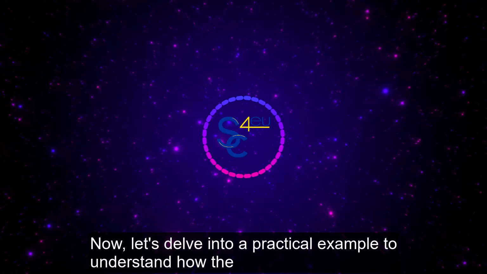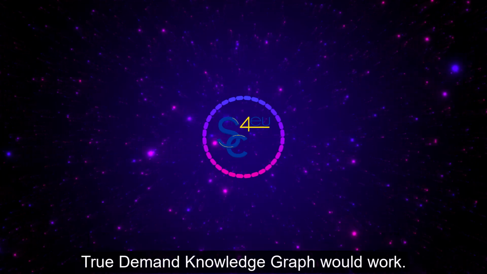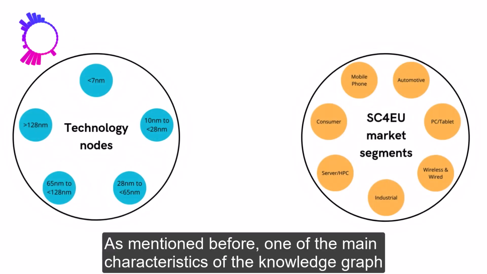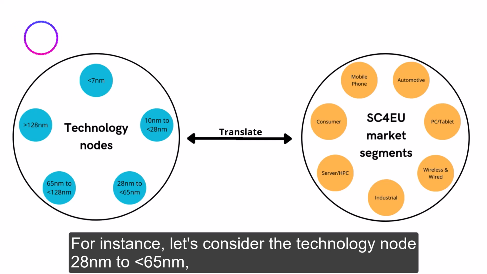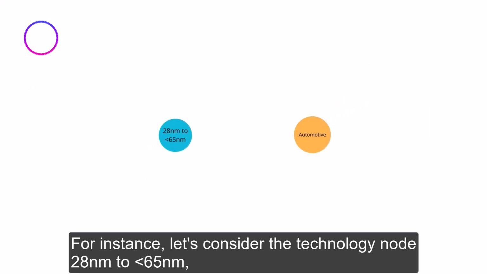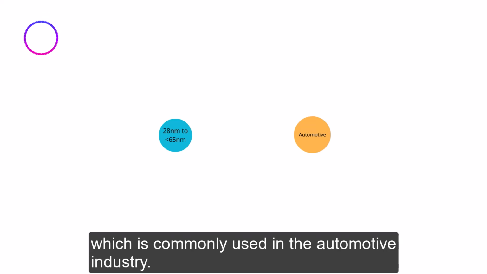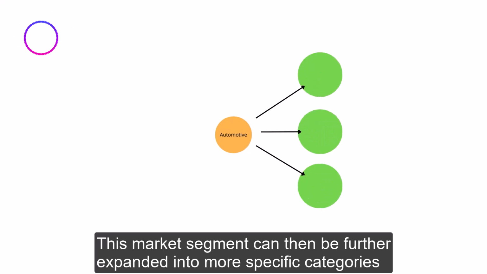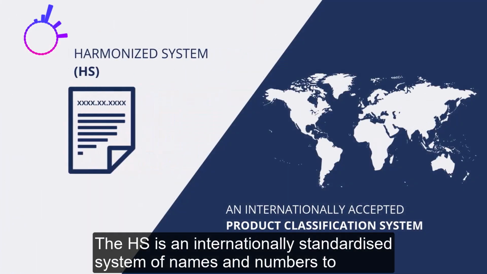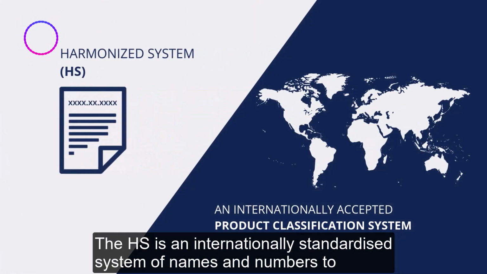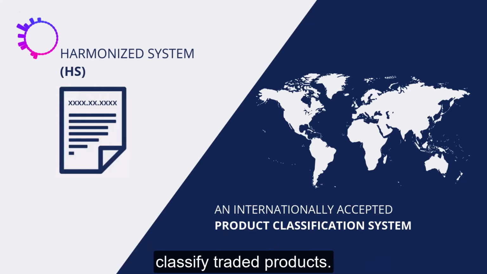Now, let's delve into a practical example to understand how the True Demand Knowledge Graph would work. As mentioned before, one of the main characteristics of the knowledge graph is to be able to make relations between the technology nodes to market segments. For instance, let's consider the technology node 28 nanometers to less than 65 nanometers, which is commonly used in the automotive industry. This market segment can then be further expanded into more specific categories using the Harmonized System, HS. The HS is an internationally standardized system of names and numbers to classify traded products.